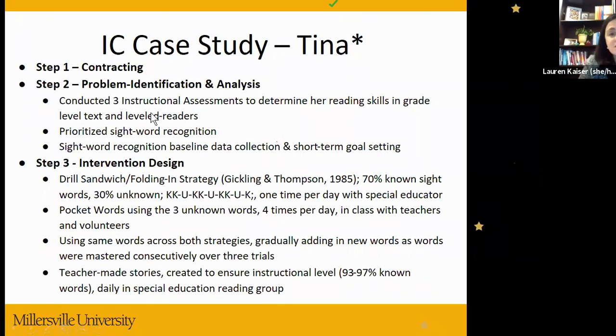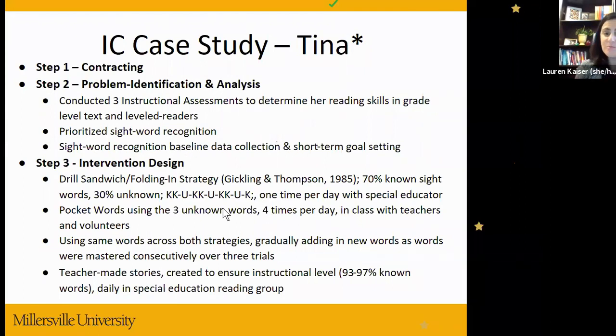And we did instructional assessment. And through that process, we noticed the student just really wasn't even able to read a lot of the lower level books that she had. And so we really quickly prioritized sight word recognition, figuring that if we gave her a base of words, that could at least get her started. Now, I've learned a lot about reading since then, so I might have probably taken a closer look at phonics if I went back and did it all over again. But for now, sight words was what we prioritized, and we collected baseline data and short-term goals.